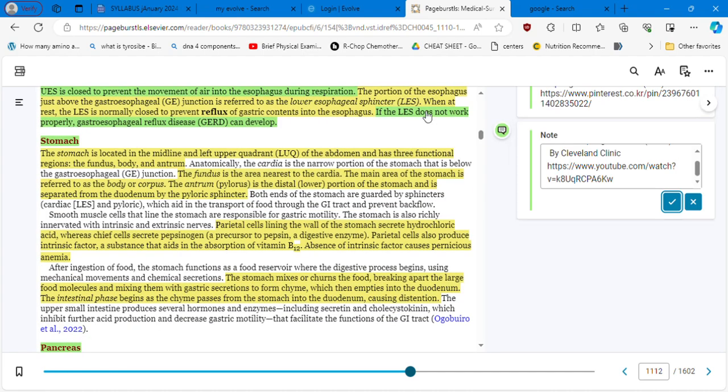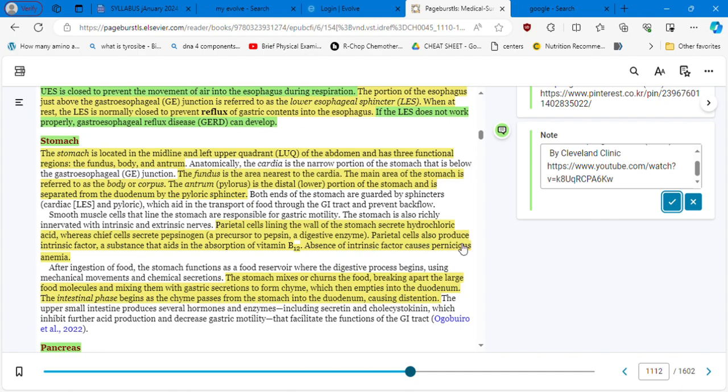Okay, so the fundus is the area nearest to the cardia. The main area of the stomach is referred to as the body or corpus. The antrum pylorus is the distal lower portion of the stomach and is separated from the duodenum by the pyloric sphincter. Parietal cells lining the wall of the stomach secrete hydrochloric acid, whereas chief cells secrete pepsinogen, a precursor to pepsin, a digestive enzyme that we're going to speak about later.